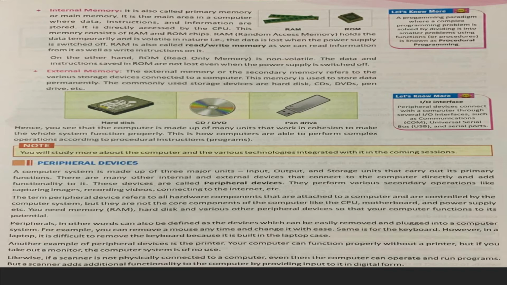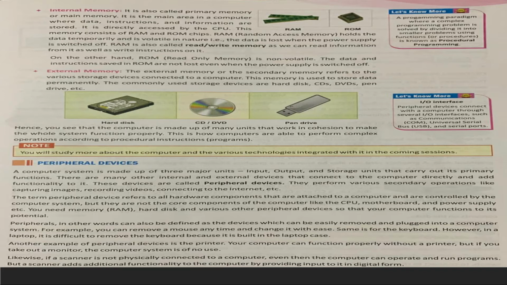Now, whenever we are storing data in primary memory, it is not permanent actually. In that case the data may be lost. So that's why we need secondary storage or external memory in order to store our work permanently, so whenever we require, we can retrieve it from there.